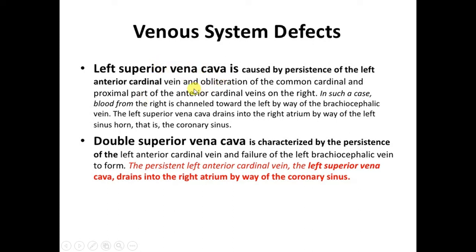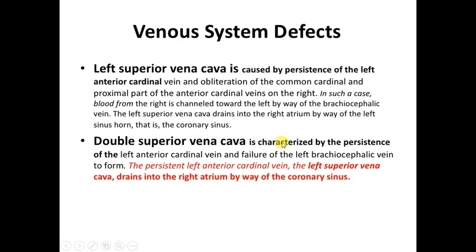If on the right side the anterior cardinal vein and the common cardinal vein become obliterated, the blood will rechannel towards the left side, forming a left superior vena cava. The left superior vena cava drains into the right atrium by way of the left sinus horn, that is the coronary sinus, as we have seen already.